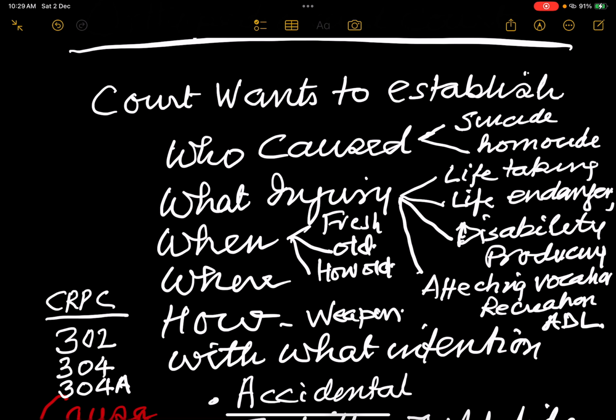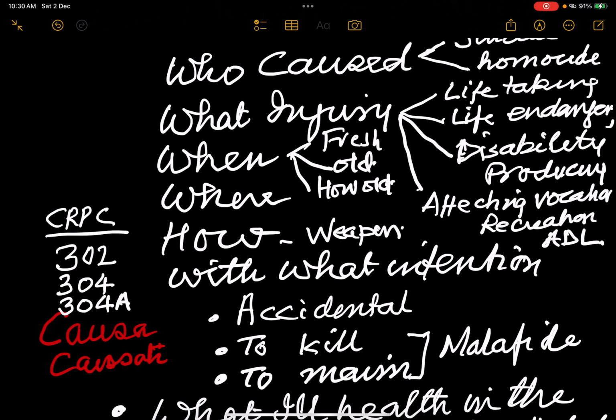Where? There may be evidence with the clothes of the patient. For example, there may be mud, slush, or oil, which may indicate possibly where. How? With what weapon? Blunt, sharp, gunshot, rifle bullet. With what intention? Was it accidental? Was the intention to kill or to maim?